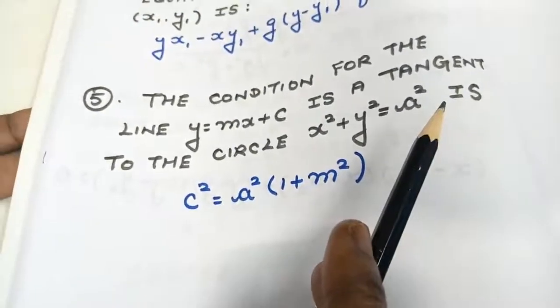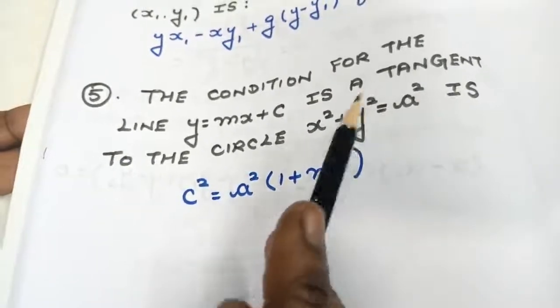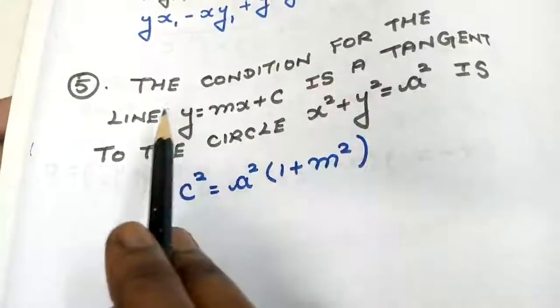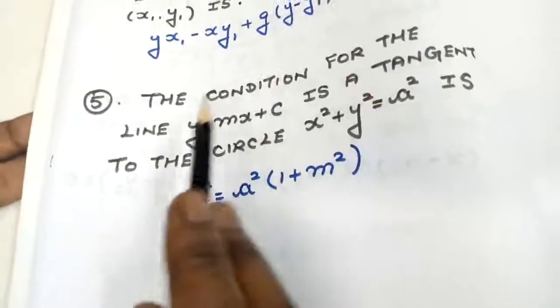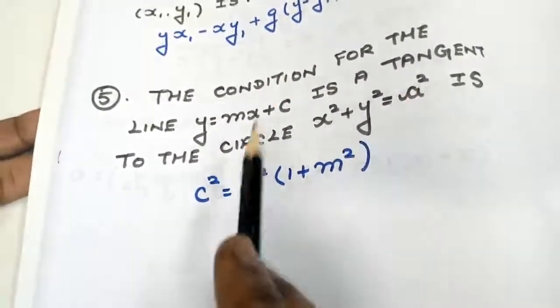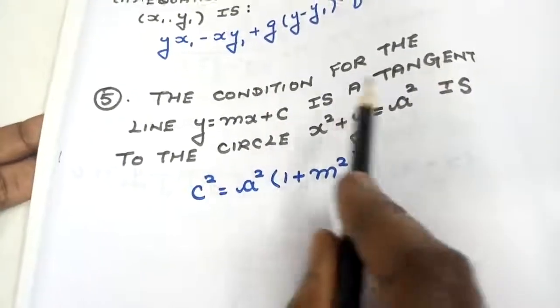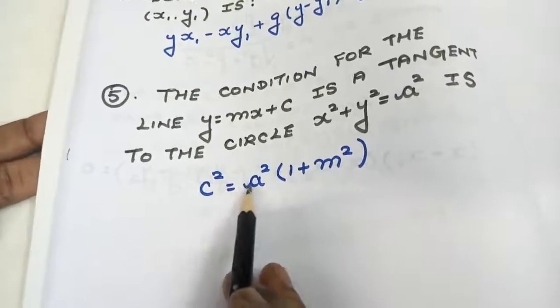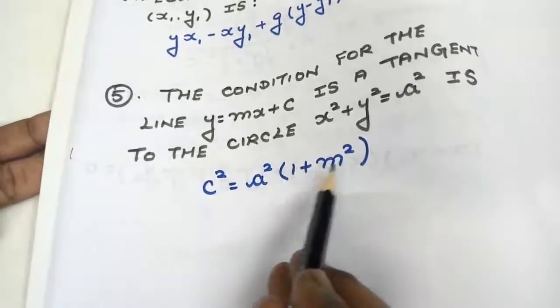In exercise 5.1, particularly in one of the questions, they are asking you this method, students, that is the condition of a line to be a tangent. When a line is going to be a tangent to a circle, for this particular concept we are going to apply this formula, that is c square is equal to a square into 1 plus m square.